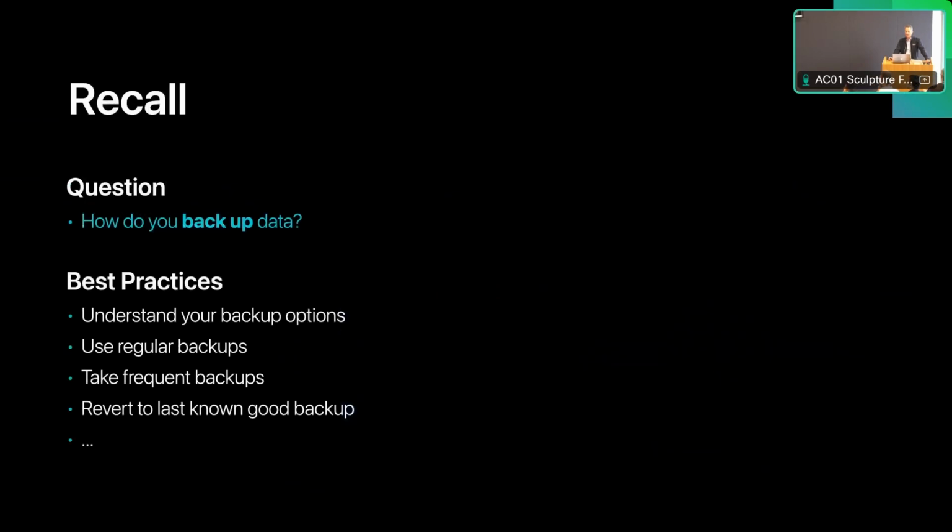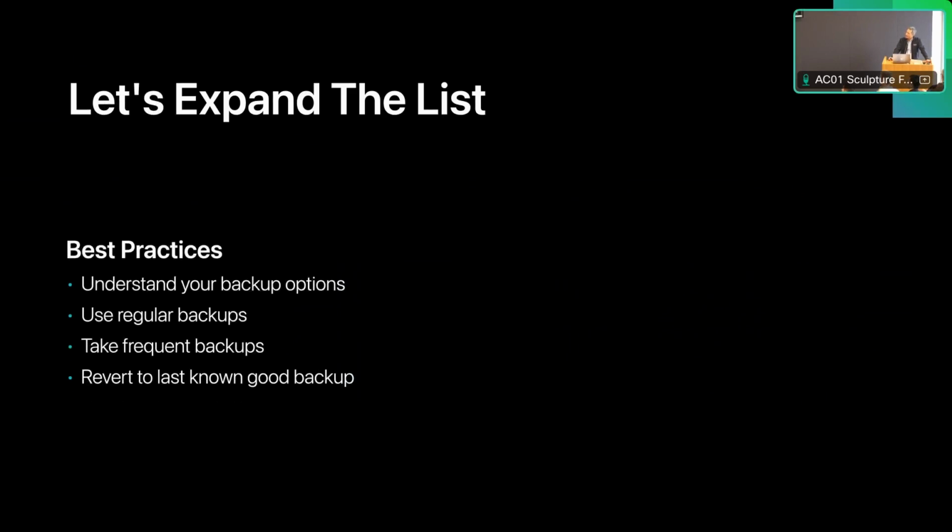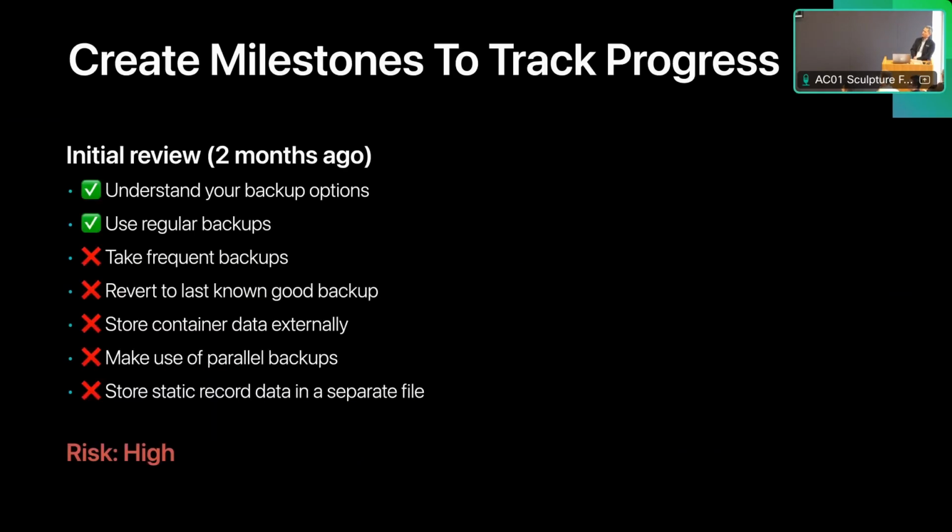So remember, we started with our question, which was essentially how do you back up data, and we listed these 4 best practices. We can add to that list now. So we can add store container data externally, make use of parallel backups, store static record data in a separate file. And if we were filling out this review at the start, it might look like this, right?